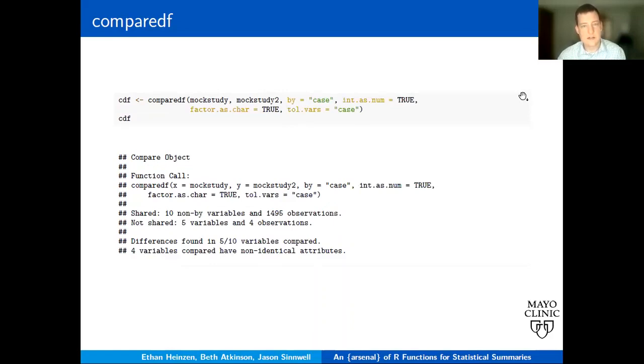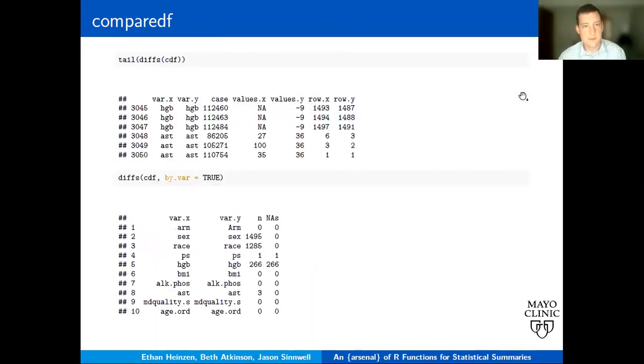You can also change the tolerances of the comparedf function. For example, you might want integers to be treated as numeric so that they can compare, or factors to be coerced to characters so that they can compare with character variables. Or you might want to compare variables which only differ by the case. Here you can see that we've eliminated some of our not shared variables and increased the number of shared variables. There are extractor functions to allow you to see what the differences are, as you can see here.